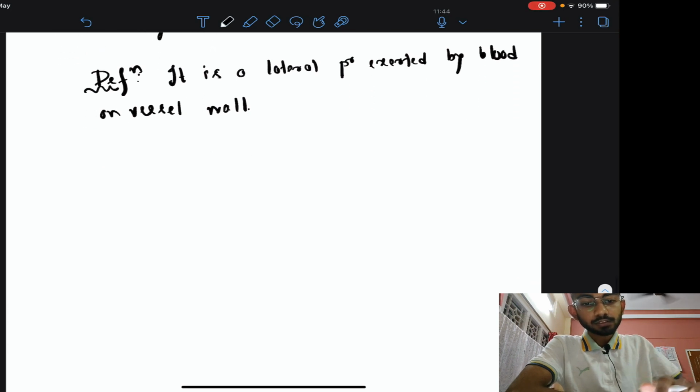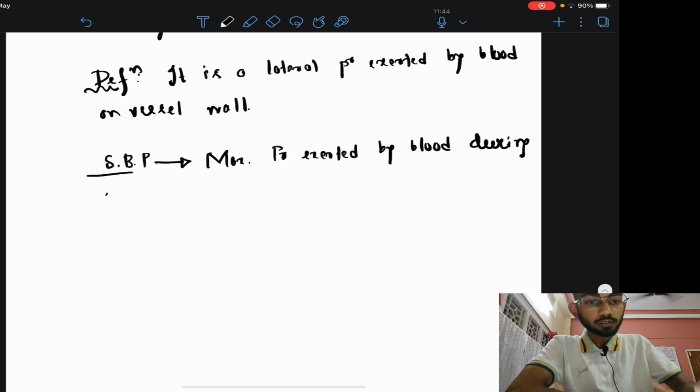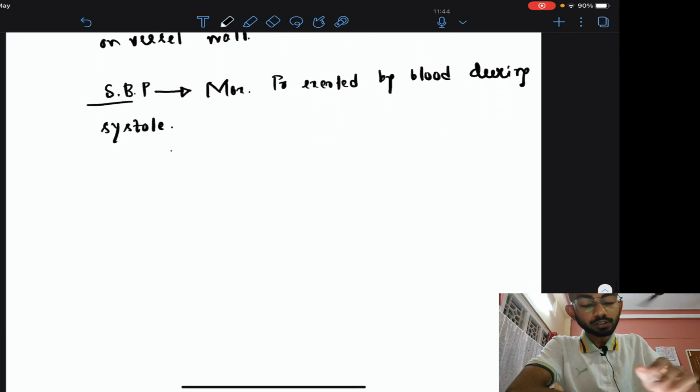Okay, so now guys, what are the different types of blood pressure? Number one is the systolic blood pressure. Systolic blood pressure is the maximum pressure exerted by blood during systole. Maximum pressure exerted by blood during what? During systole. Hence it is known as systolic blood pressure.